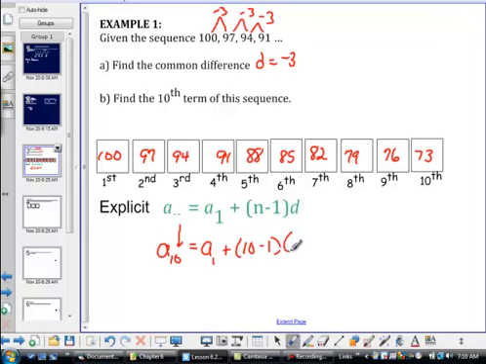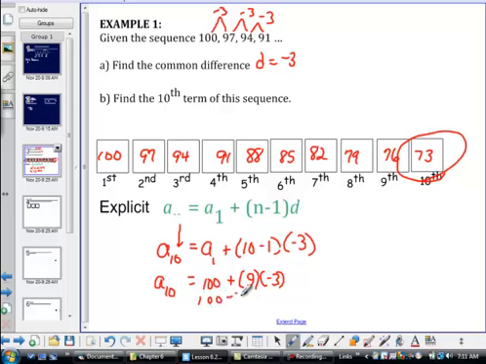All right, going further, we don't know what the 10th term is right now. We know it's this because we did the recursive to find it. But we take the first term, which is 100, and add on 9 differences. And there we go. The 10th term is 73.